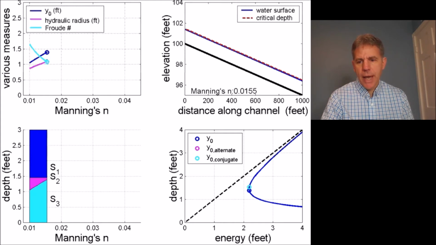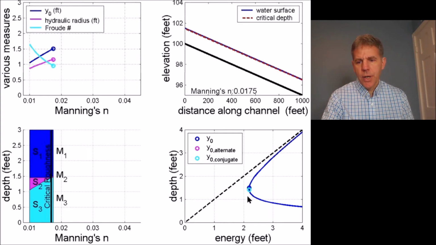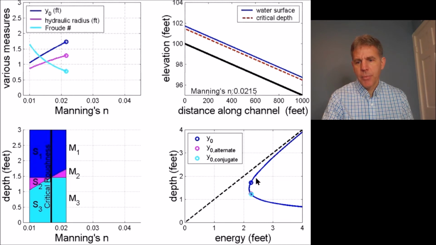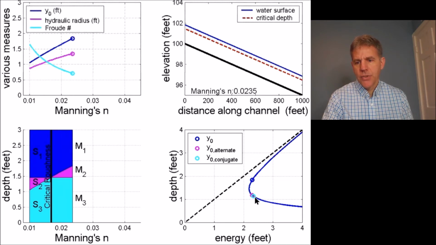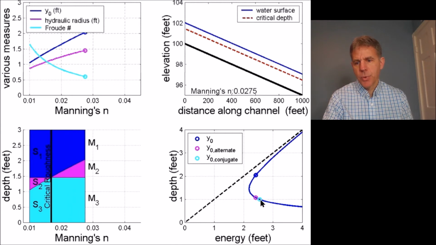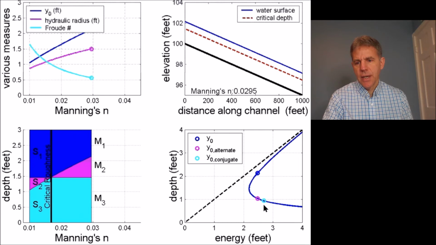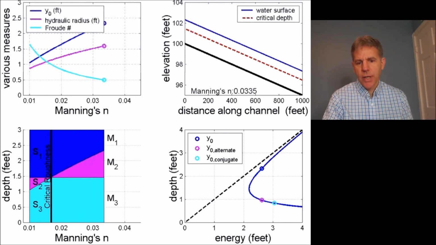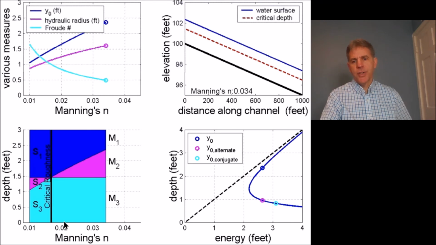We'll let this play out a little bit further. You can see that the normal depth is now moving up the E-y diagram, its alternate is moving down, and as the flow gets more severe, you can see that the conjugate is getting separated from the alternate. Let me pause it there.